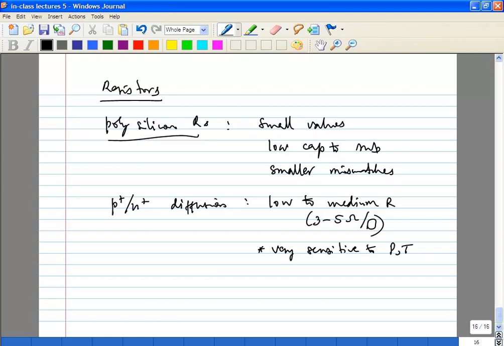The other thing is, the diffusion resistor is going to be very sensitive to process and temperature. Okay, because obviously you're using the diffusion, so it depends on the doping levels, so therefore it's going to depend on the process. Obviously you're depending on the semiconductor property of the material, so it is going to depend on temperature, okay, including mobility and so on.